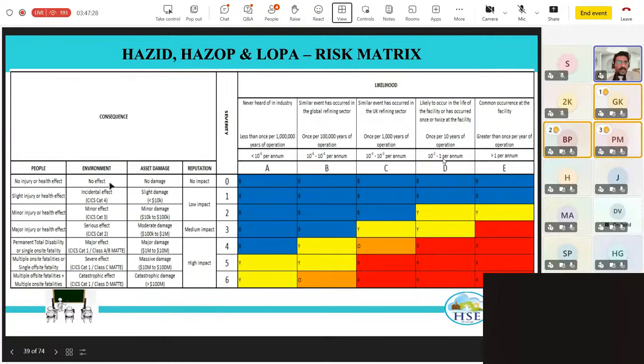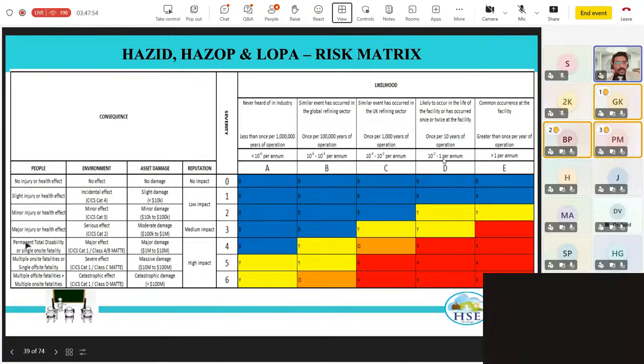You look at severity with zero, which basically is no injury to human health. Next there could be a single injury or health impact for one, then minor injury or health impact for two. Next, again you have this definition, what is the moderate damage for an asset. Those things also need to be considered when you define the severity. Next is major injury and health impact, that is severity 3, permanent total disability or single on-site fatality.